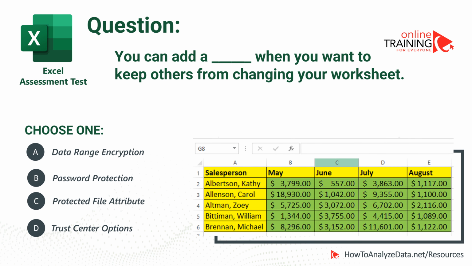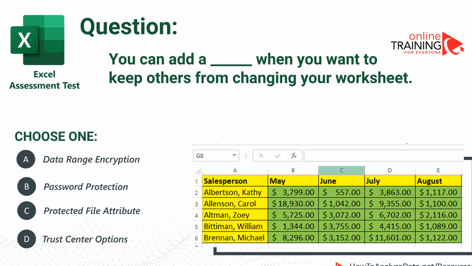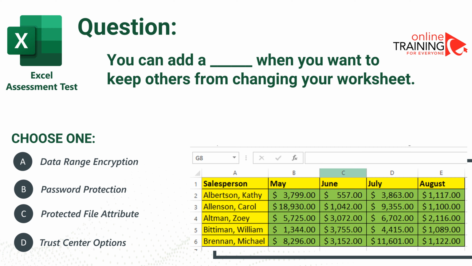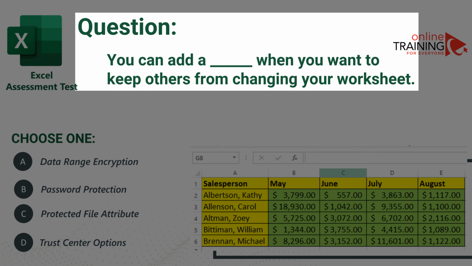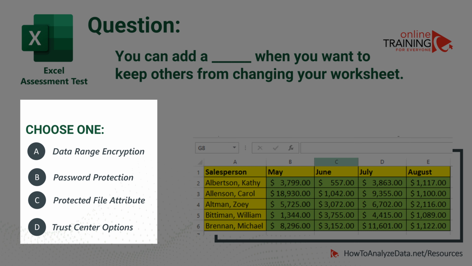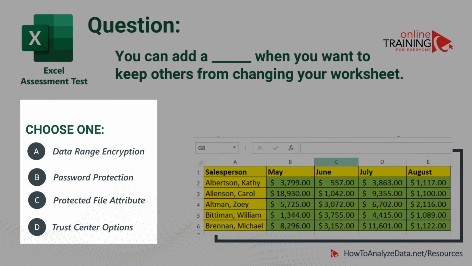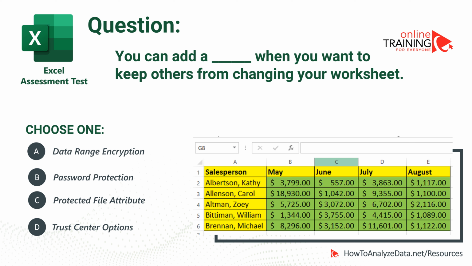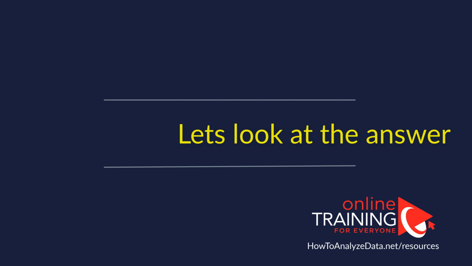Let's look at a typical Excel assessment test question that tests your knowledge of Excel security. You can add blank, and select the choice when you want to keep others from changing your worksheet. There are 4 choices: data range encryption, password protection, protected file attribute, and trust center option. Which one would you choose? Which one do you think is the right answer?